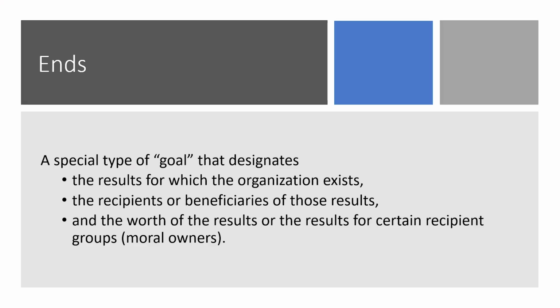Ends come from policy governance, so they can be applied in any form of strategic planning, and we'll talk about that shortly, but they are a special type of goal. They are the results for which the organization exists, and they're based in the viewpoint of the recipients or beneficiaries of those results, or moral owners as we've discussed them previously. And they attribute a value, a worth to those moral owners or groups.